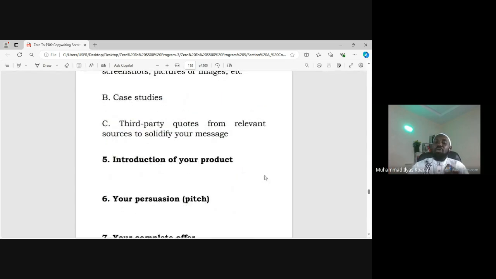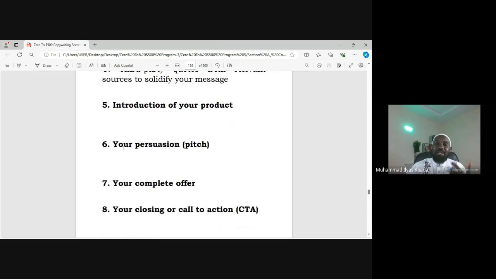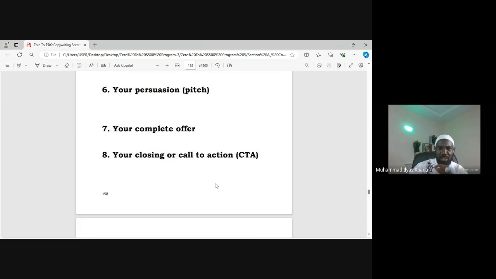Then the next thing is to introduce your product. Along the line, you have to talk about your product. Then the next, which is the sixth, is your pitch, which is your persuasion. Your persuasion encompasses what you are selling as well as the offer. Offer is a whole lot of things. I have a book here written by this guy, called $100 Million Offers. I've forgotten his name; it has escaped my mind right now.